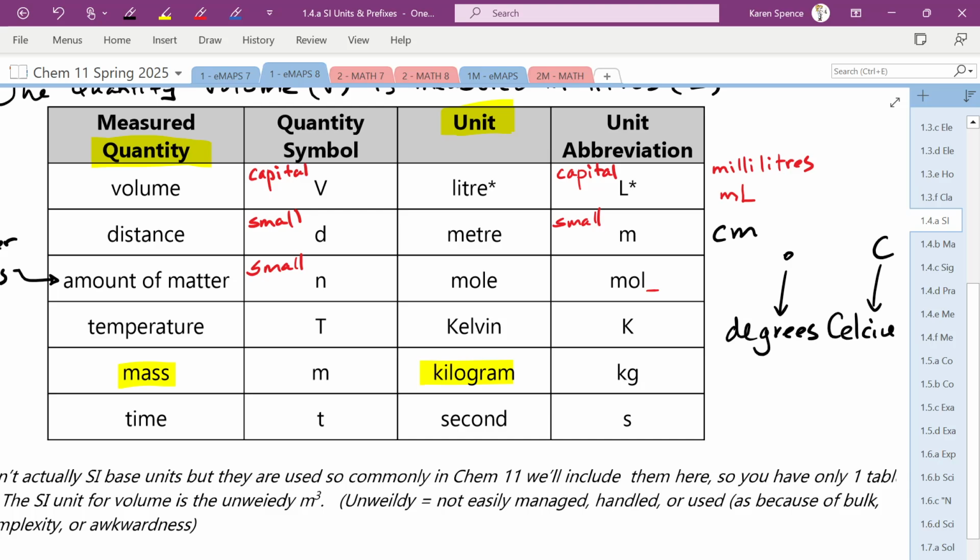Here's the tune. Liters, meters, moles, and Kelvin, kilograms, and seconds. Liters, meters, moles, and Kelvin, kilograms, and seconds.